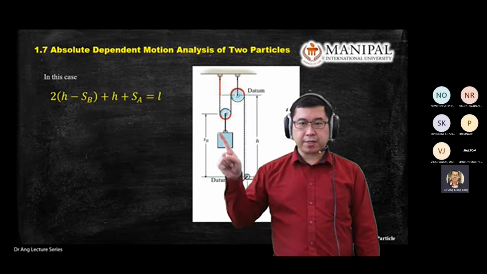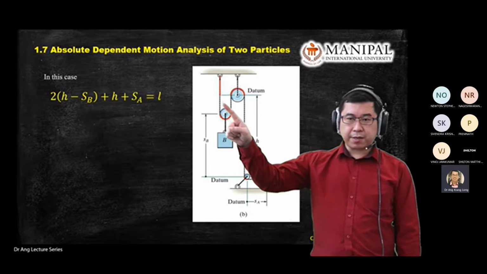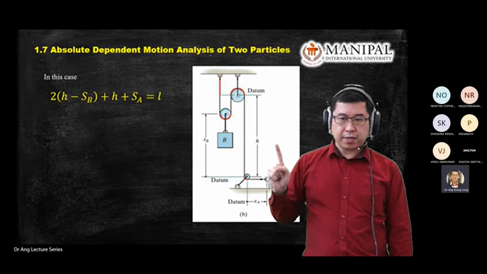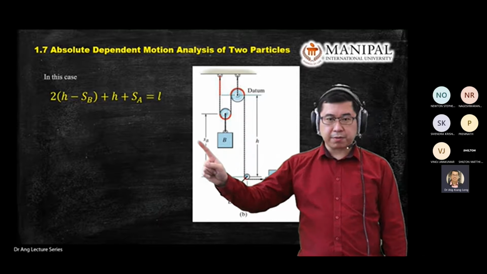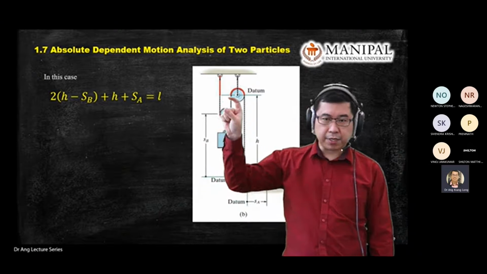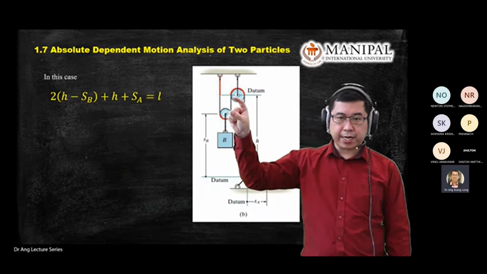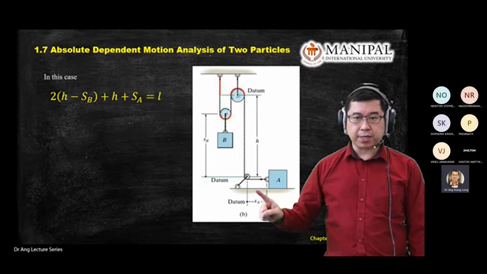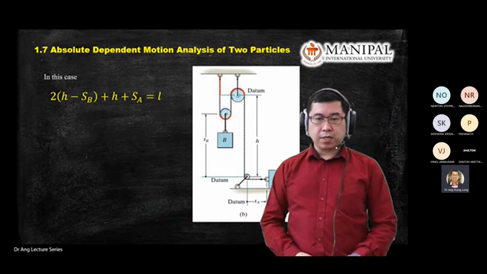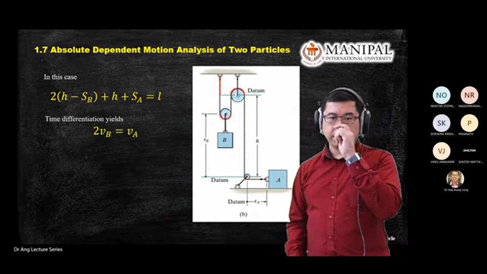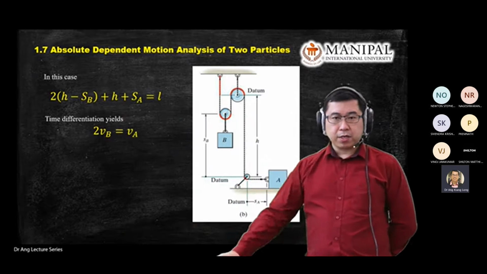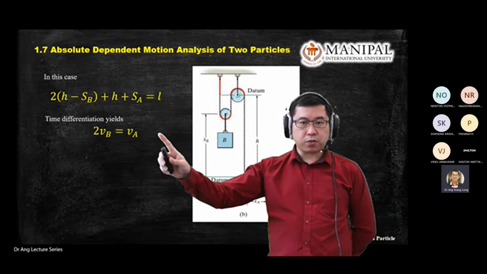What will happen? The same calculation, the same strategy, but to calculate the length of this one, you take H minus SB. Become this length plus this length. So you have 2 times (H minus SB) plus H plus SA equals 0. You rearrange the equation. You get 2 positive values in this case. You get 2VB equal to VA.